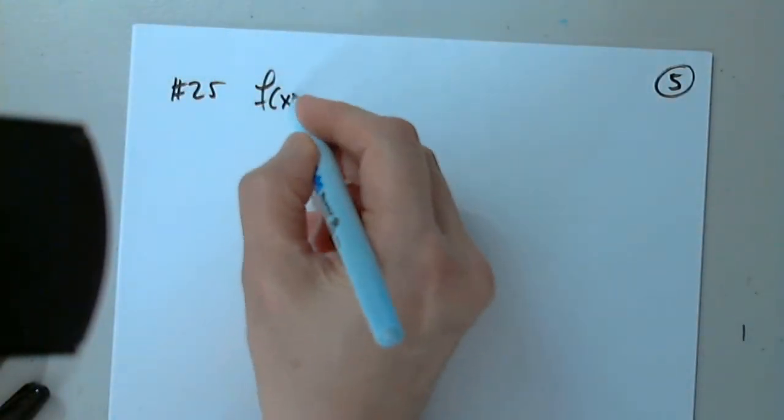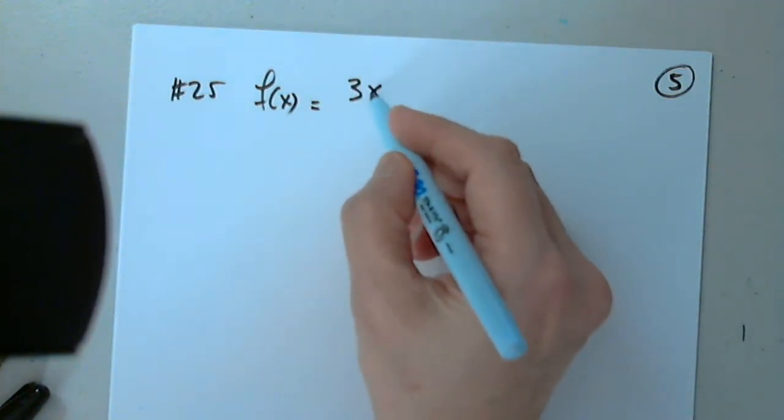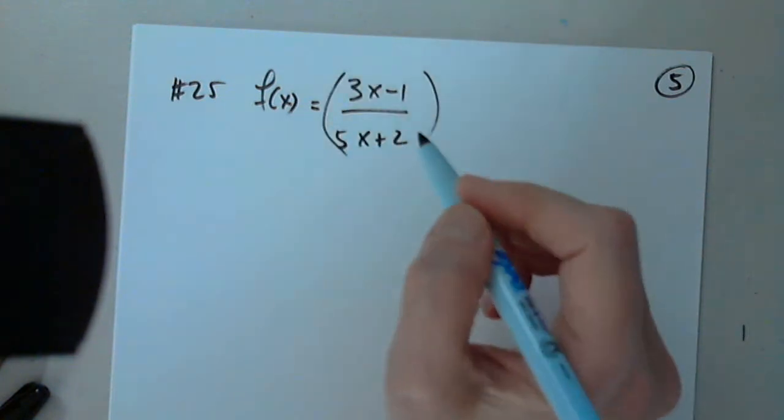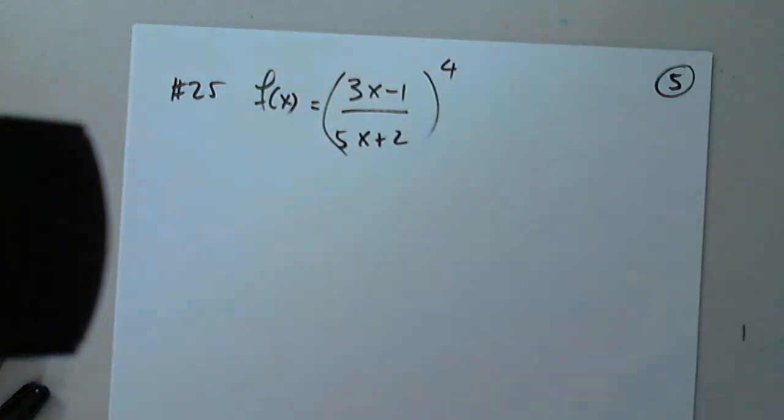So f of x equals 3x minus 1. Are we getting the idea? Do we start to understand how the chain rule works, or not? Not clear?